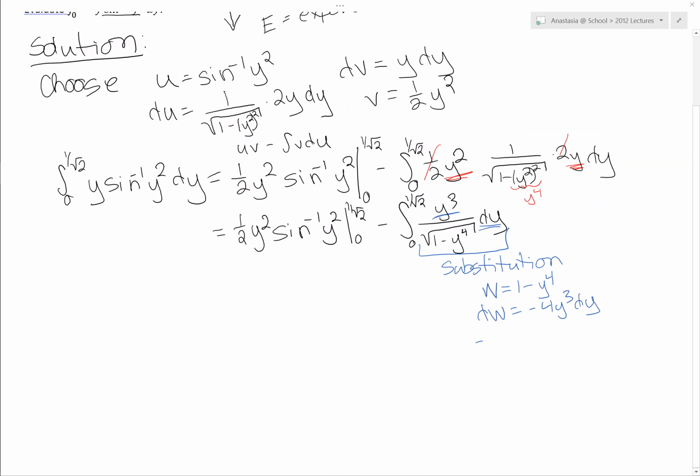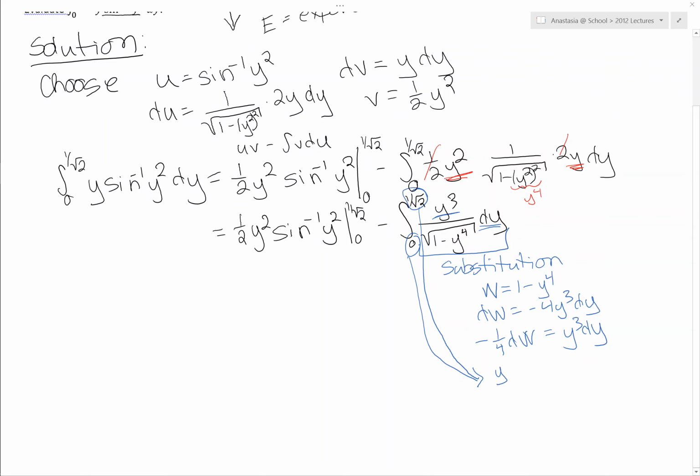So I'm just going to go ahead and divide through by the negative 4. So we get negative 1/4 dw is equal to y cubed dy. Now since we have bounds of integration, we are going to have to find new bounds with our substitution.